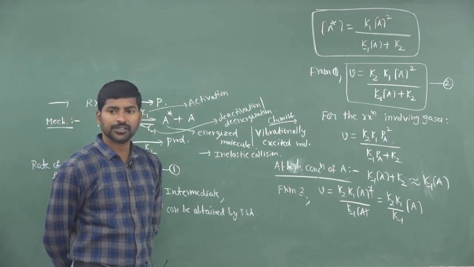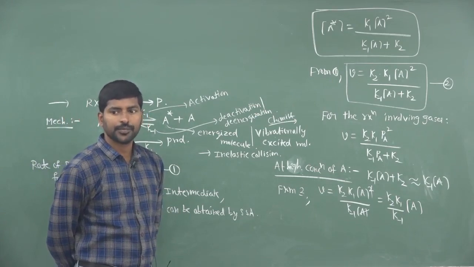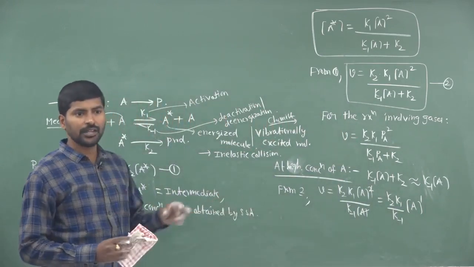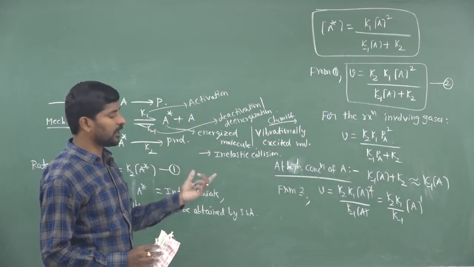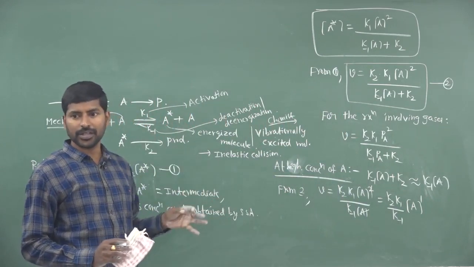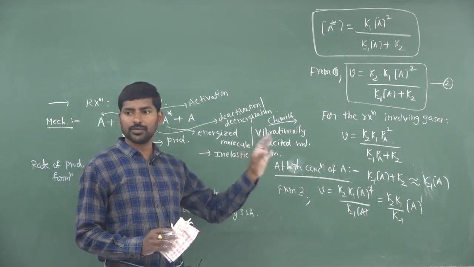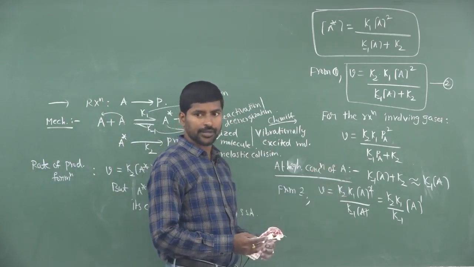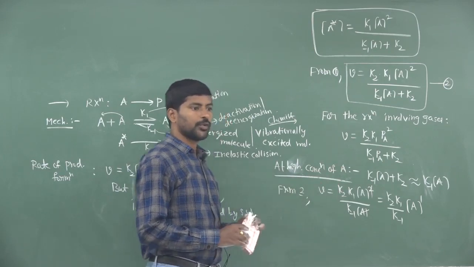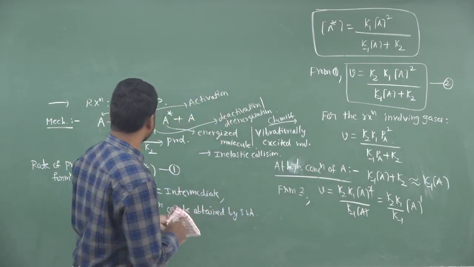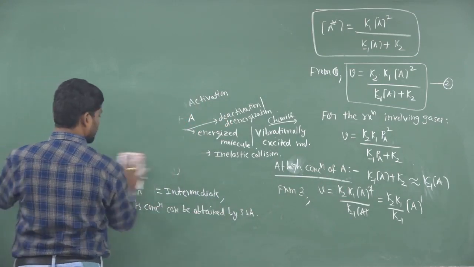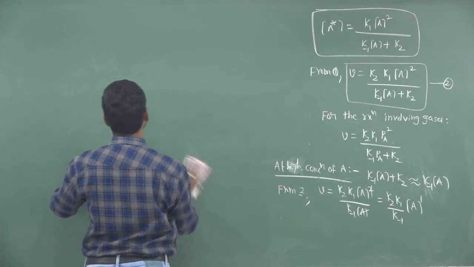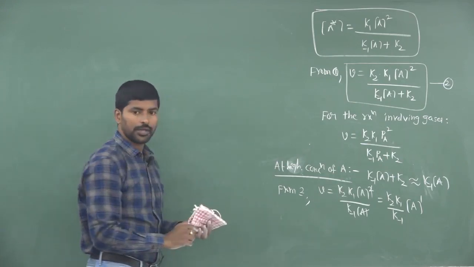Now unimolecular reactions follow which order kinetics at high concentration? What we are getting? Concentration power 1. They follow first order kinetics at high concentrations or at high pressures. For the reactions involving gases, at high pressures, unimolecular reactions follow first order kinetics. At high pressures or at high concentration of reactant, unimolecular reactions follow first order kinetics.